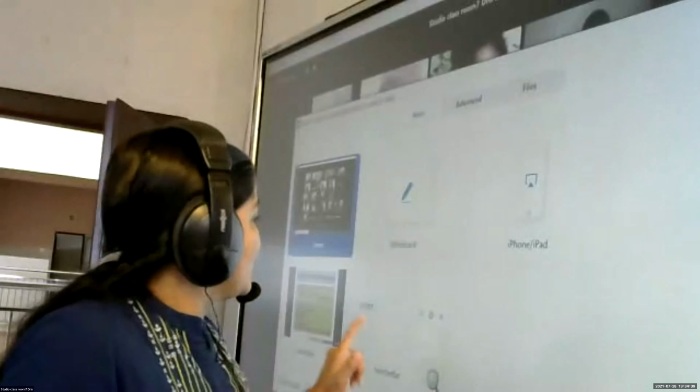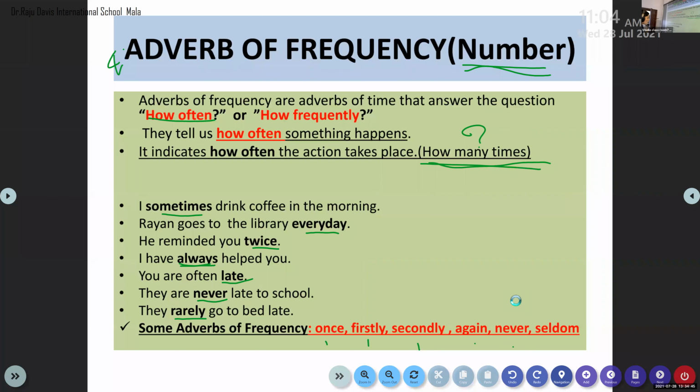Okay, now let me share the screen once again. Adverb of frequency, I request everybody to note it. The commonly used adverbs of frequency: once, firstly, secondly, again, never, seldom, sometimes, every day, twice, always, late, rarely. They help us find how many times. Remember this question: how often is equal to how many times.